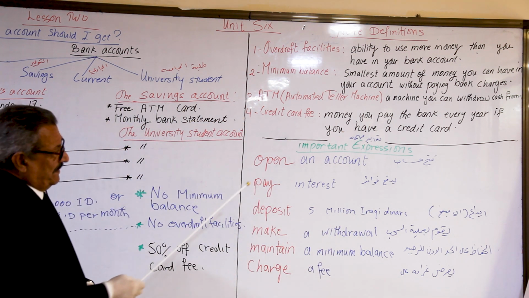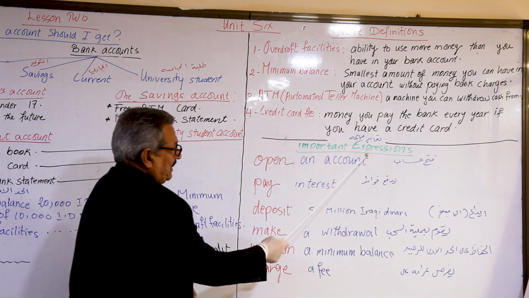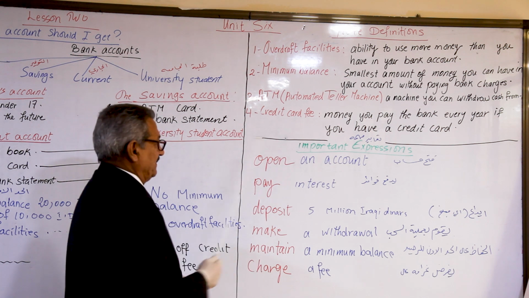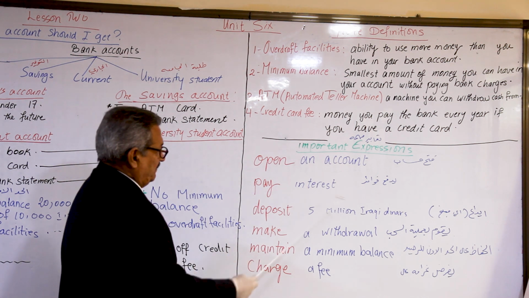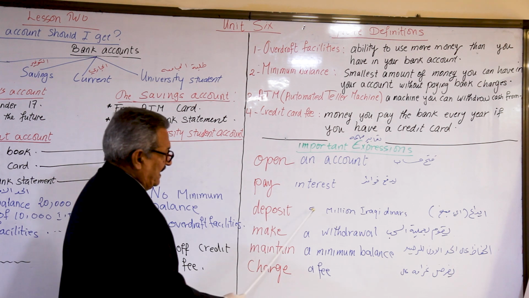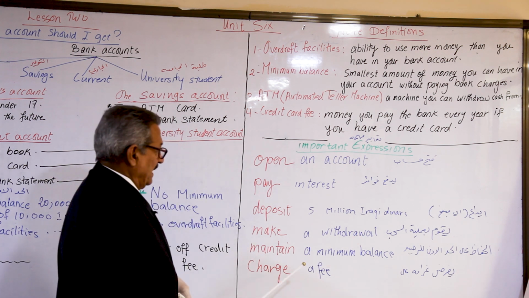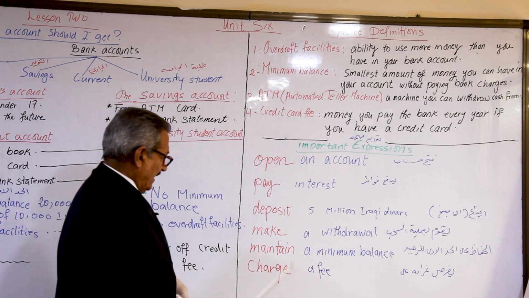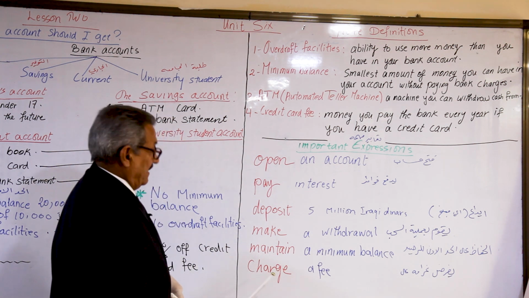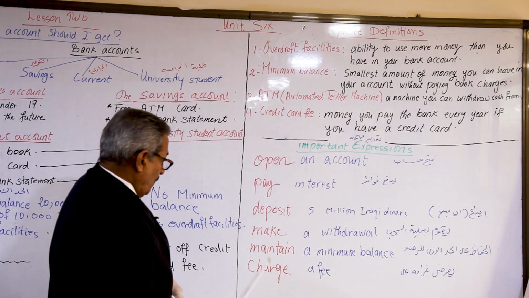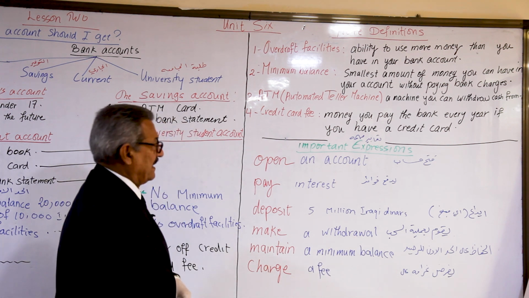And finally, we have some important expressions we have to memorize. Open an account (فتح الحساب). Pay interest (دفع الفوائد). Deposit (وهو إيداع) 5 million Iraqi dinars. Make a withdrawal (القيام بعملية السحب). Maintain the minimum balance (الحفاظ على المينيمم بالانس) to avoid a fee. Charge a fee (فرض الغرامة).